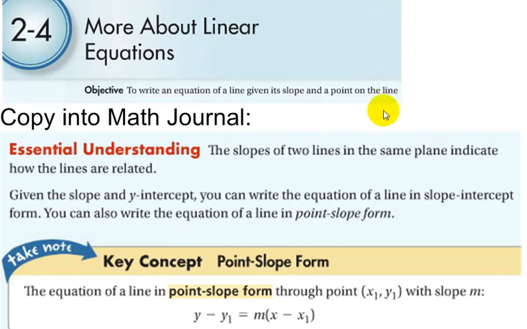This is Miss Downey, and this is all about 2-4, more about linear equations. I ask everyone to copy into their math journal today the point-slope form, which says the equation of a line in point-slope form through point x1, y1 with slope of m is y minus y1 equals m times x minus x1.